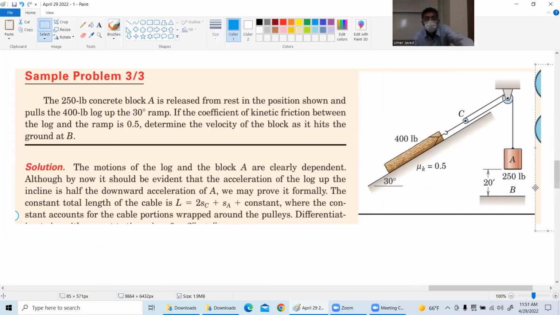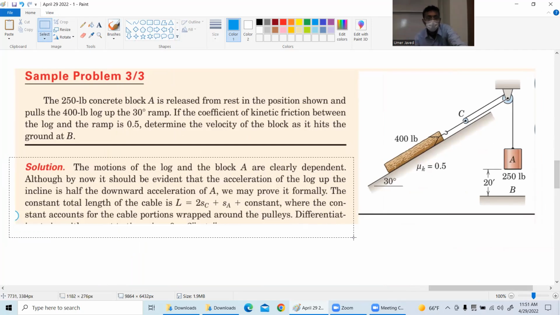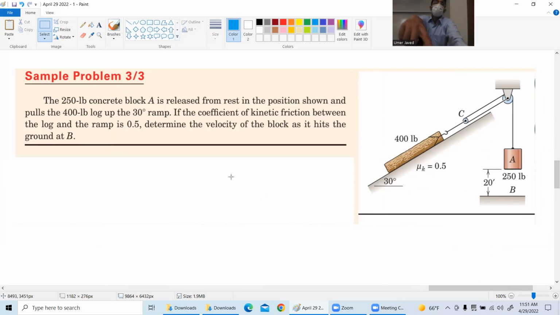Okay, now let me remove the solution. For those of you who are wondering where I got this example from, this is from the Meriam reference book. Let me pause it. Where is the Meriam reference book? For the recording.